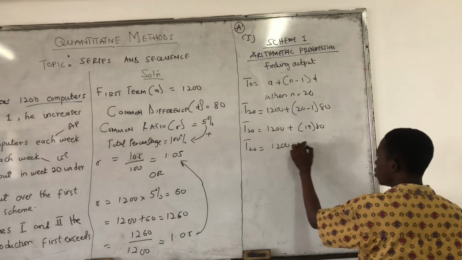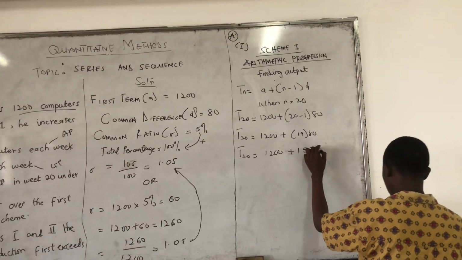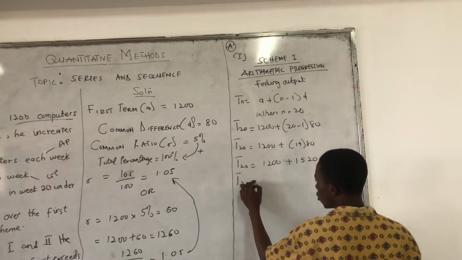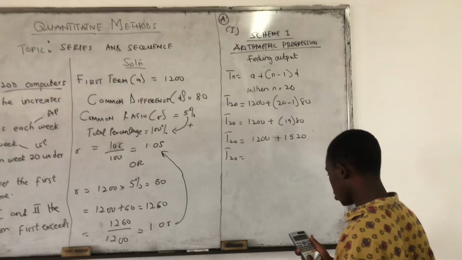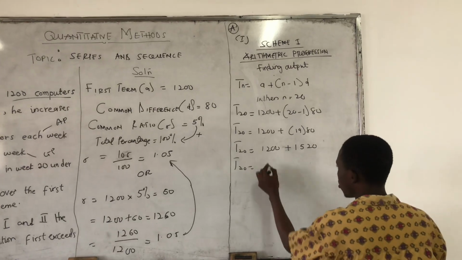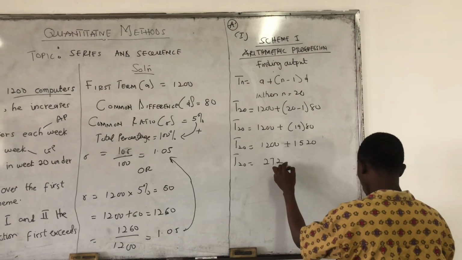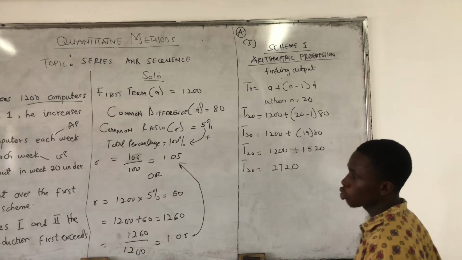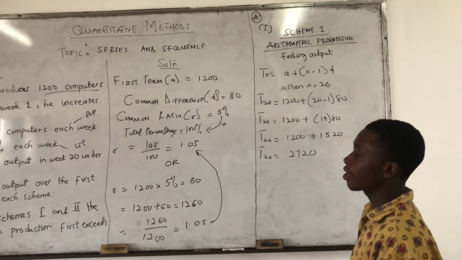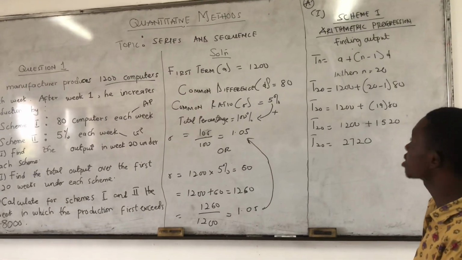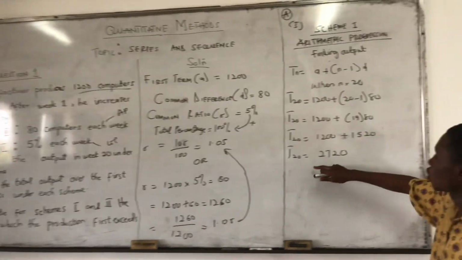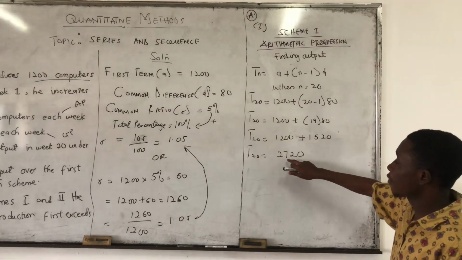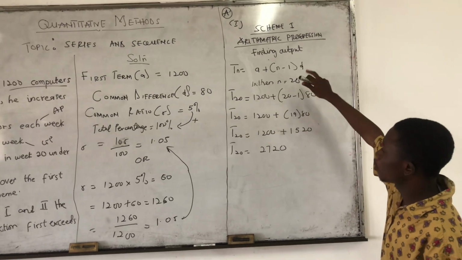We have 1,520. So total, 1,520 plus 1,200, that's 2,720. So with the A, find the output in week 20 under each scheme. So the number of outputs for week 20 is 2,720 for Scheme 1.